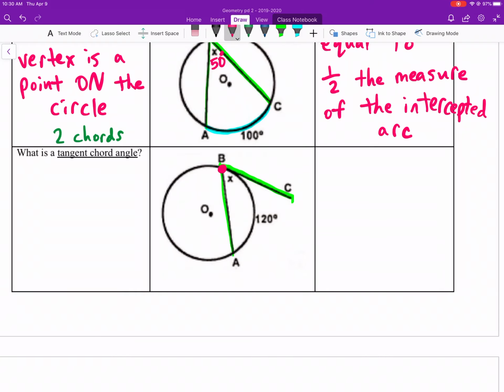Alright, so same rule as for the inscribed angle. The tangent chord angle is equal to half the intercepted arc. Right now the intercepted arc is equal to 120 degrees. So this angle, the tangent chord angle, would be equal to half of that, which is 60 degrees.